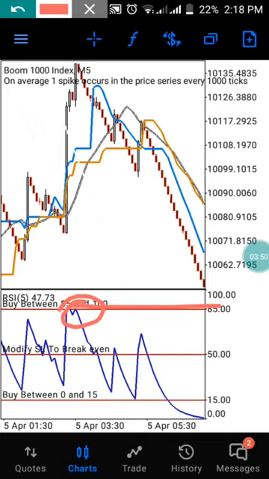When you target that particular area and you have confirmed that your relative strength index has reached your 85 level, then you look at your main chart and you confirm your Ichimoku.